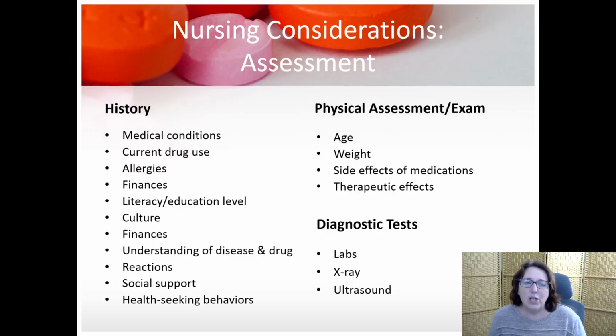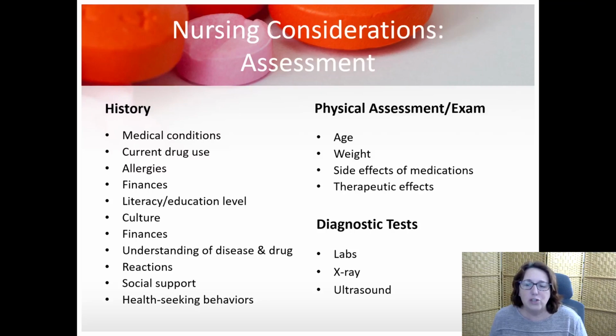So we're going to start with getting a good history. This will include medical conditions. We are not just looking at the medical condition that the drug is needed for, but all medical conditions that the patient has. For instance, if the patient has renal or hepatic insufficiency, kidney or liver problems, that will have a significant effect on almost all medications.